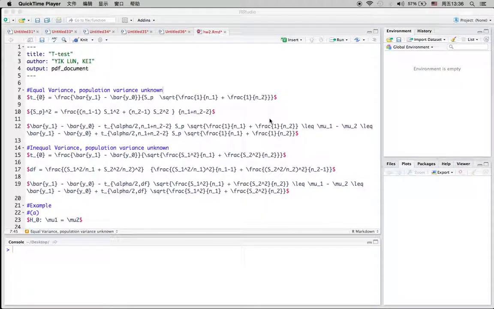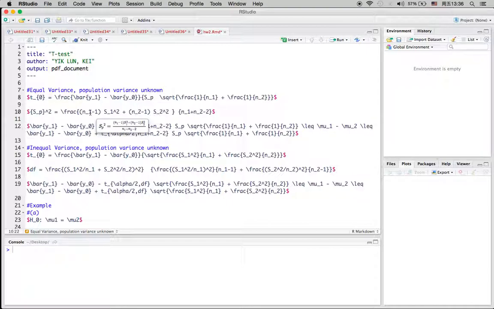Hi, today we're going to talk about the t-test. We have different kinds of t-tests to apply the analysis under different conditions. So if we know that the population variances of two populations are equal, but we don't know the exact number, then we can apply this formula to calculate the t-score.